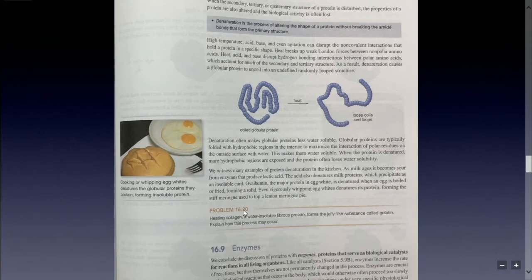Interesting. I don't see that there. But even the ionic attractions are going to be disrupted as well. When it comes down to having acids and bases, you're going to mess up even the ionic bonding. All right. As a result, denaturation causes a globular protein like this to uncoil.